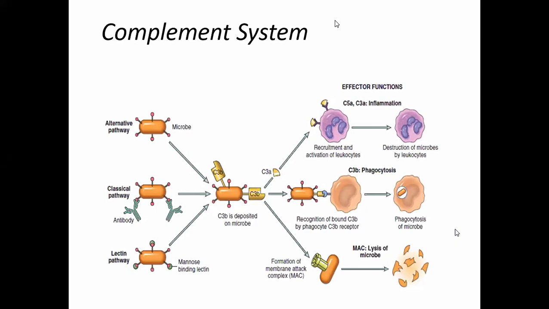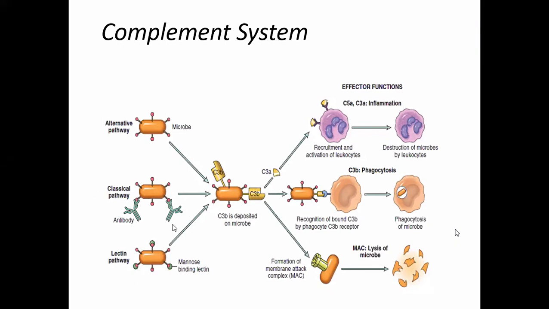Sorry, mahina yung internet. So this is a picture of the activation and the function of the complement. The important step here is the proteolysis of the third component, which is the C3. The cleavage of the C3 occurs by one of three pathways: the alternative pathway, the classical, and the lectin pathway.